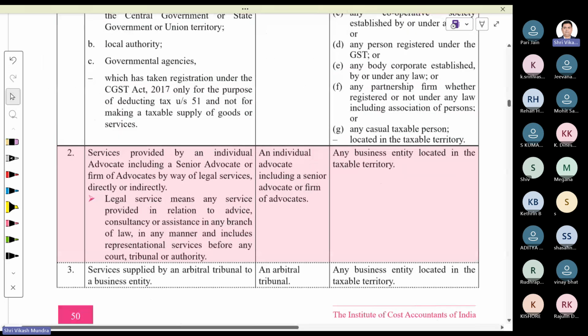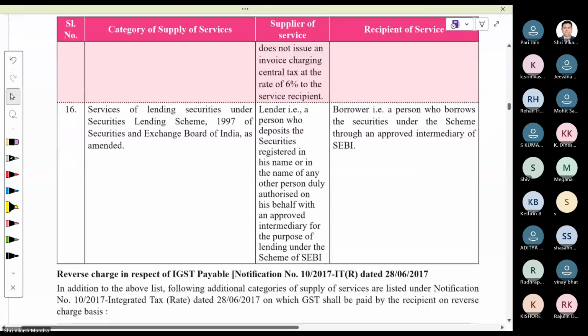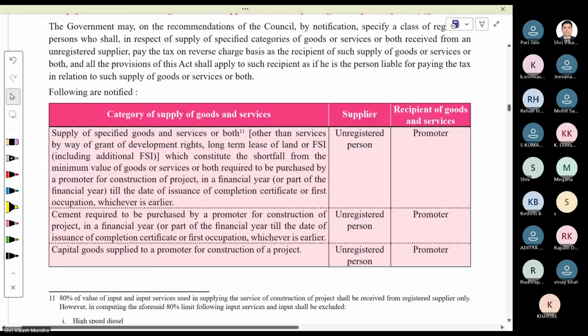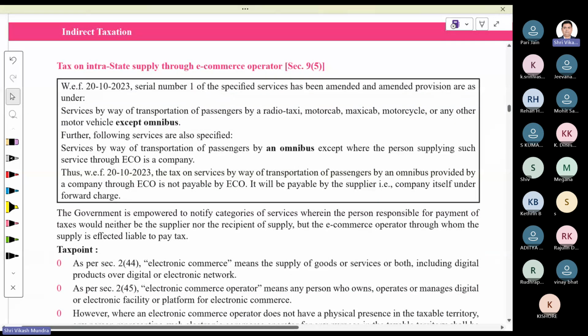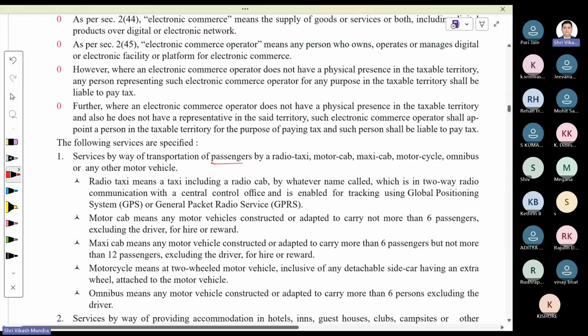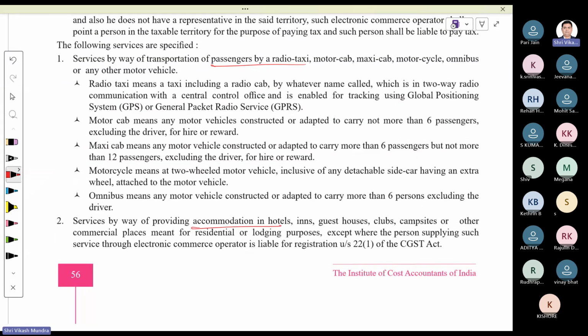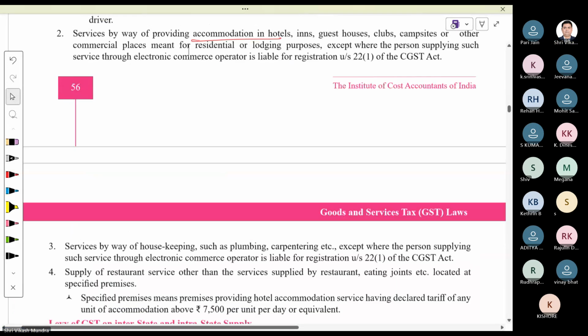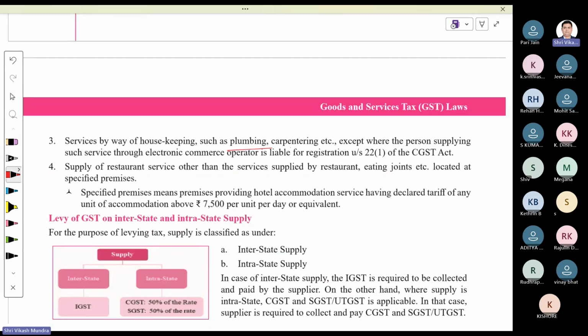And then e-commerce operator. If you are an e-commerce operator, like services by transportation of passengers by radio taxi, that is Ola, Uber, and services by providing accommodation in hotels, that is Oyo, housekeeping such as plumbing, carpentry, Urban Clap, and supply of restaurant service, Zomato, Swiggy, etc. On this, the e-commerce operator is responsible to pay tax. Is it clear?